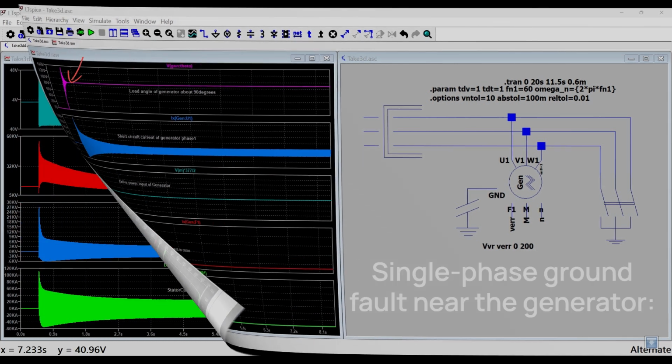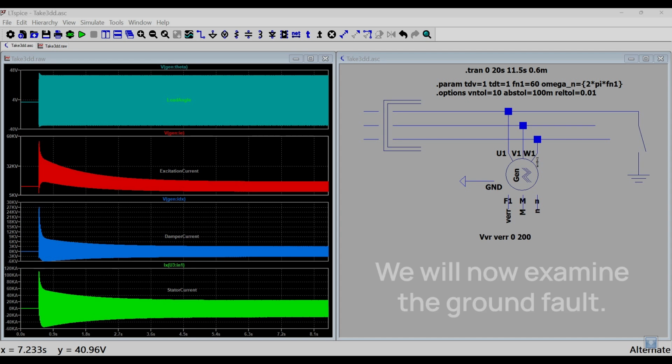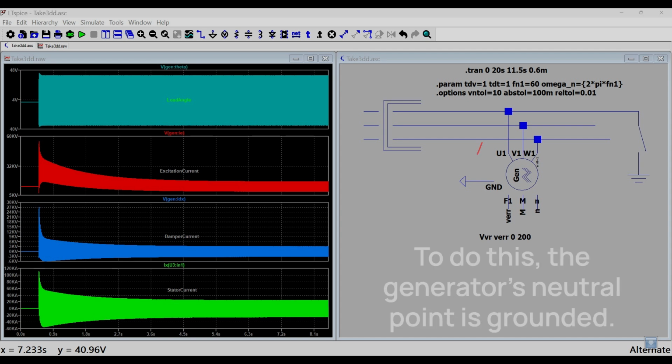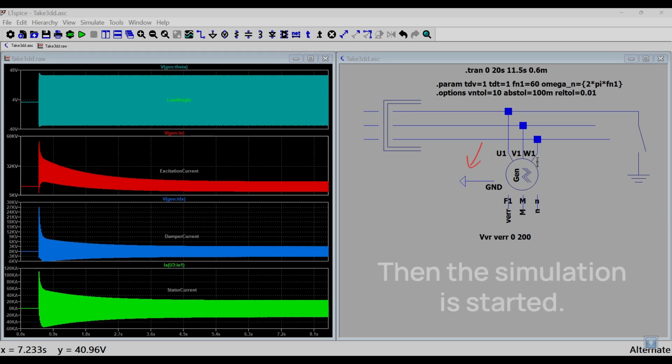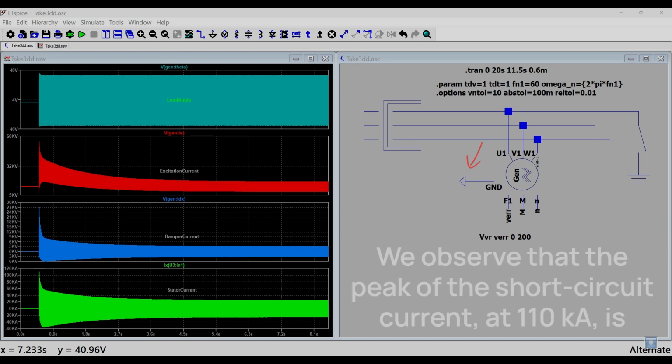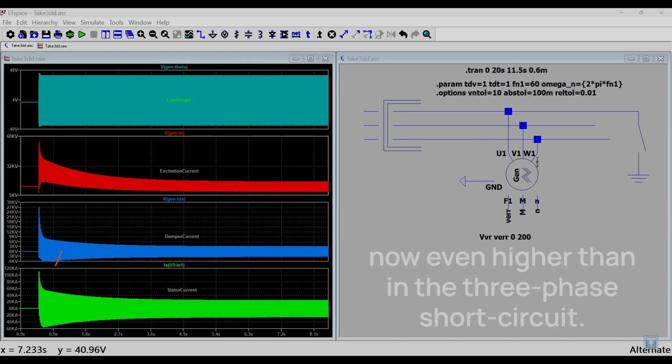Single-phase ground fault near the generator. We will now examine the ground fault. To do this, the generator's neutral point is grounded. Then the simulation is started. We observe that the peak of the short circuit current at 110 kiloamperes is now even higher than in the three-phase short circuit.